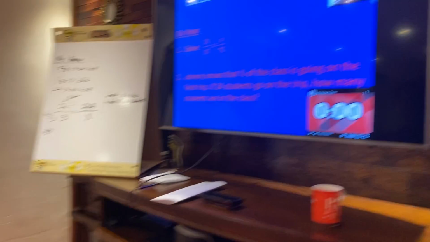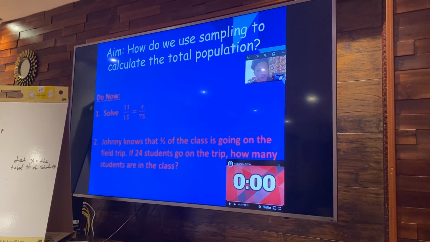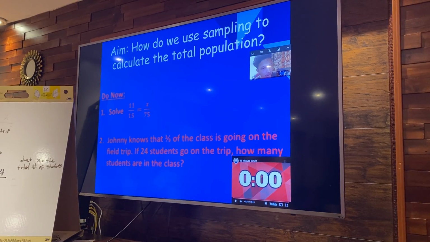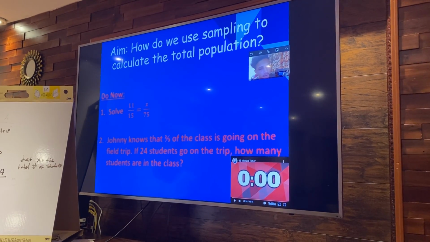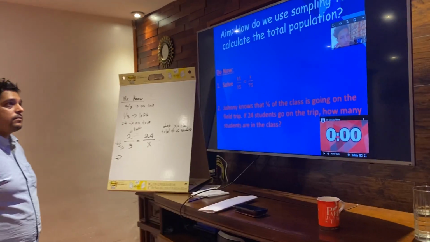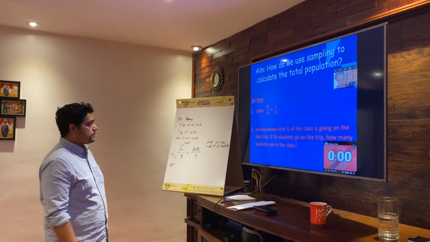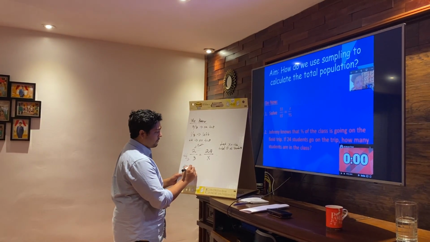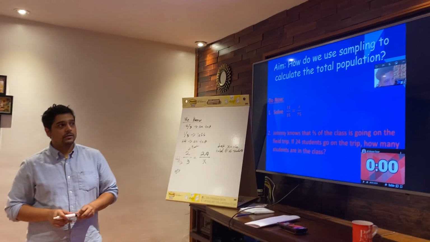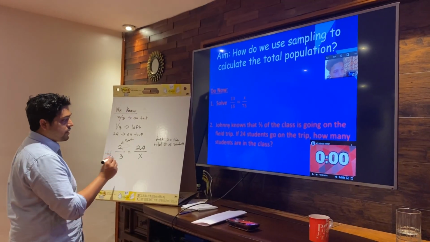For number 2, when solving this problem, I had 2 over 3 equal 24 over x. After doing that, I cross multiplied. So what did you get? What happened? Tell me the next step.